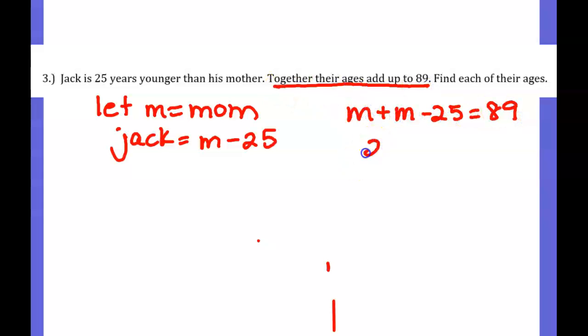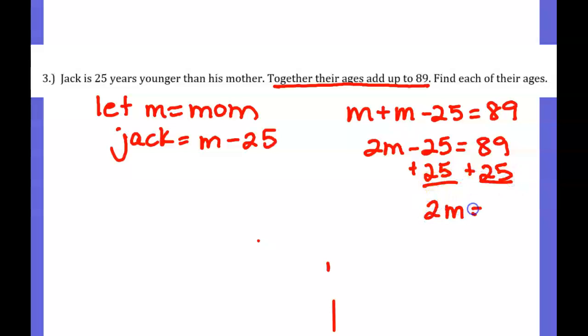Now we combine our like terms and we get 2M minus 25 equals 89. Now we add 25 to both sides. We get 2M is equal to 114. We divide by 2, and mom is going to be 57.